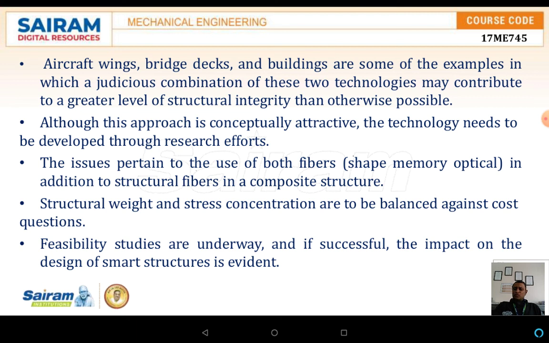Although this approach is conceptually attractive, the technology needs to be developed through research efforts. The structural weight as well as the stress concentration are to be balanced against the cost question. Feasibility studies are underway, and if successful, the impact on the design of smart structures is evident.